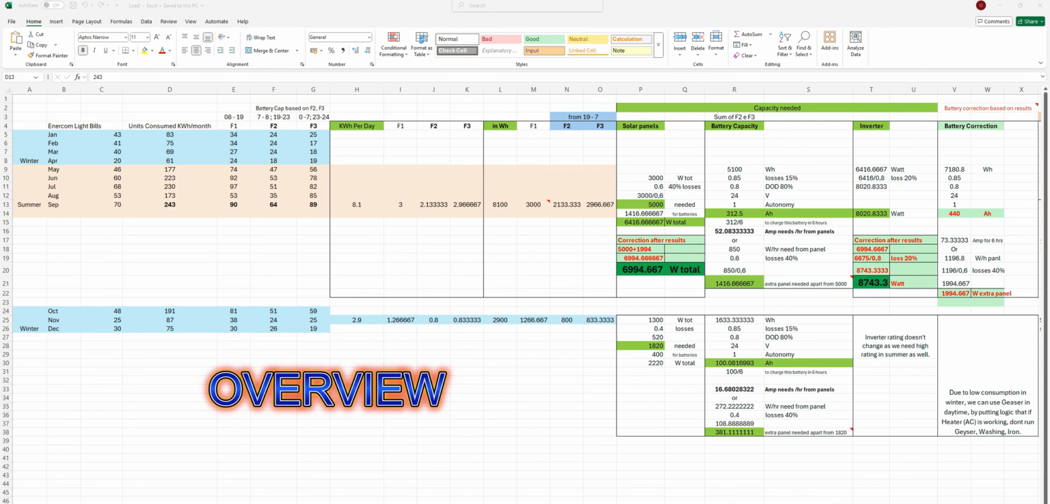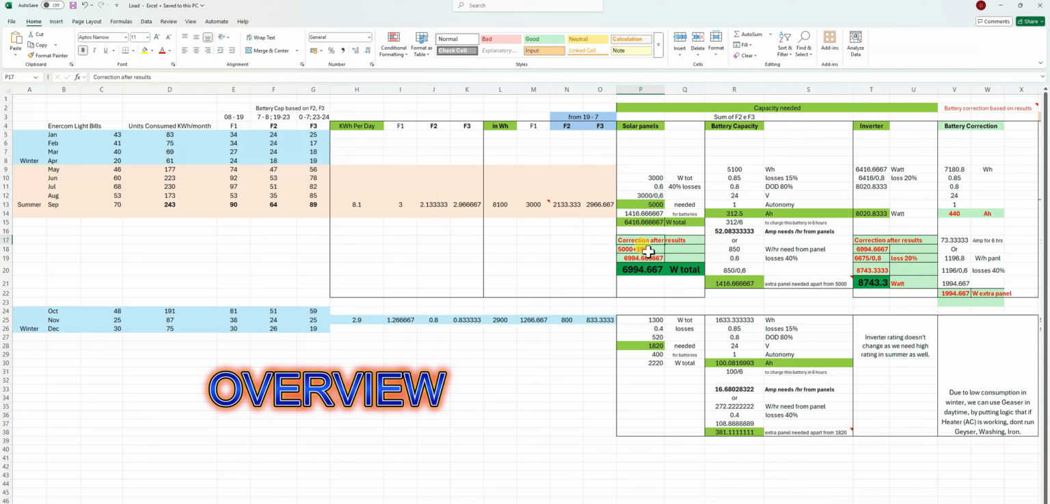Hello guys, today I will tell you how you can calculate your solar panel system for your house from small to medium setup. So in this Excel sheet and in this lecture I will explain all the basic concepts and some advanced concepts that how you can calculate your solar panels and some correction after results.